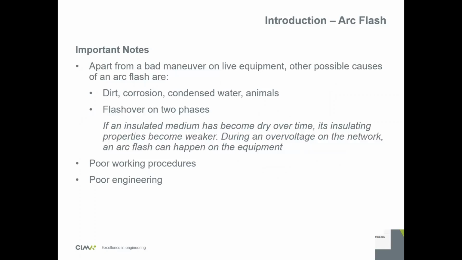Apart from a bad maneuver, there are different causes of an arc flash. There can be dirt, corrosion, condensed water, animals that can cause a short circuit inside a panel, for example. There can be a flashover on 2 phases. For example, if there's an insulating medium and there's an overvoltage on 2 phases, then there can be a flashover, and there can be a phase-to-phase short circuit. And for example, poor working procedures and poor engineering can increase the risk of an arc flash.